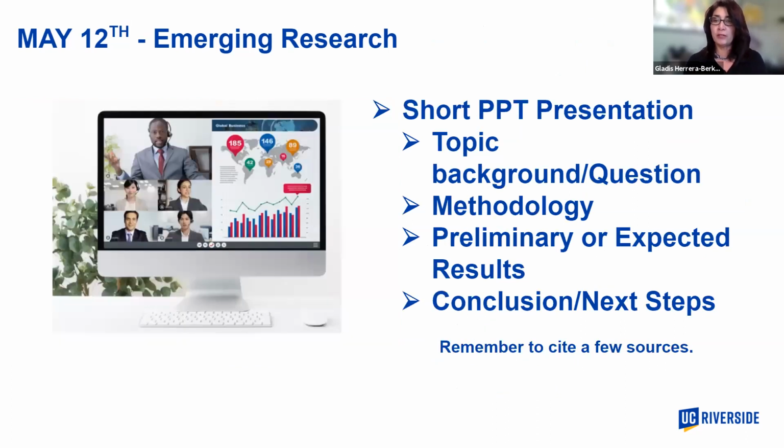Okay, so for emerging research, you have 2 options. You can do a short PowerPoint presentation where you tell us about your topic. What's the background? What's your question? Go over your methodology and tell us about your preliminary results or what your expected results will be, and then give us your conclusions. You should also cite a few sources. Again, talk to your faculty mentor about what's the most appropriate format for you to present your work if you're in the emerging research category.